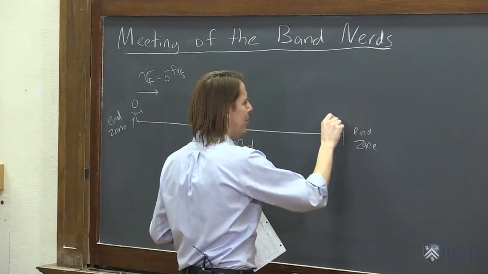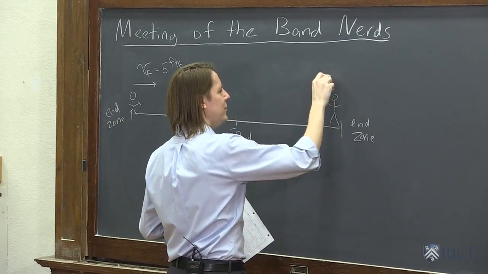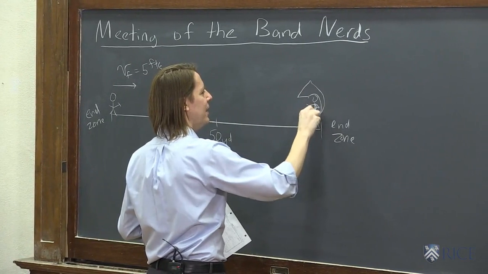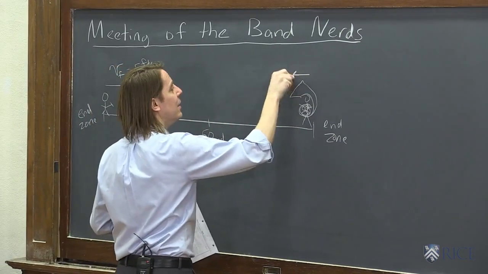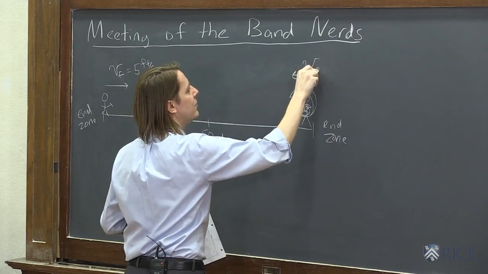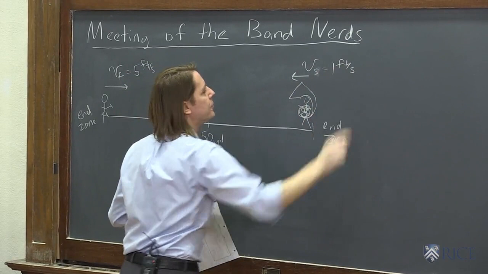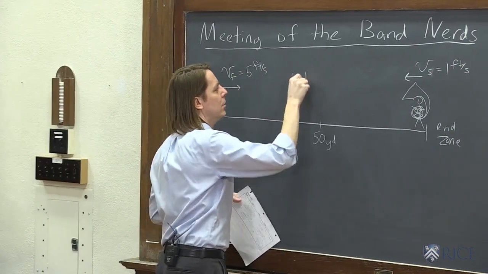And over here we got a marcher that is playing what's that big sousaphone thing that wraps around their body, you know, like that. So they're carrying that big heavy thing. So they're only moving that direction at V slow of 1 foot per second. And the question is, where do they meet?